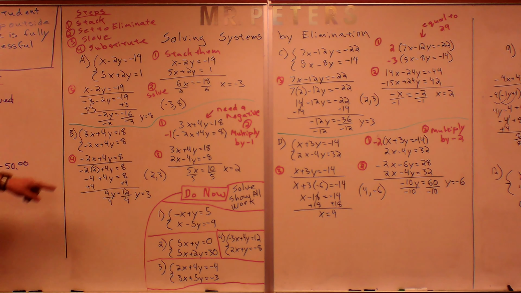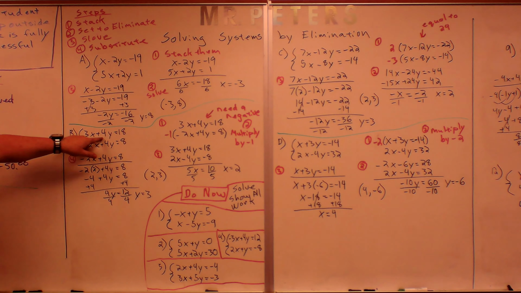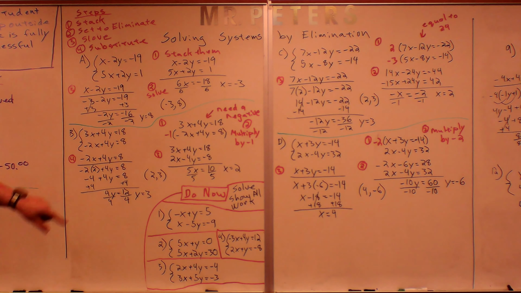So this next one, notice here we have a plus 4y and we have a plus 4y, okay? That means we need to get one to be the opposite of the other, which is subtract.